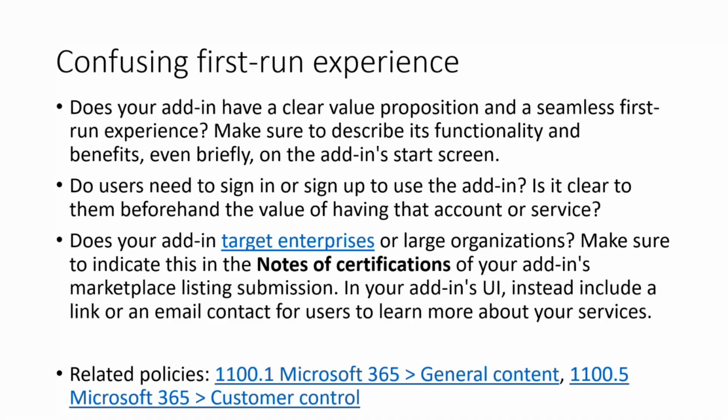However, if your add-in targets larger organizations or enterprises, you can indicate this in the notes of certification. Later on, I'll talk a little more about what targeting enterprises means and how you can indicate this in the notes. But in this case, if you do not provide a first run experience because it's this type of add-in, then in your add-in's UI, you should include a link or an email so that users can find out more about your services, since you won't really explain it in the first run.